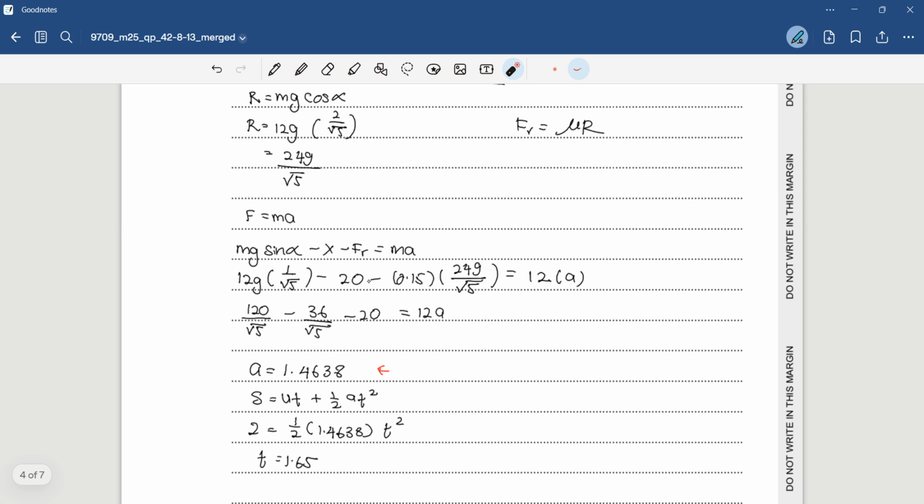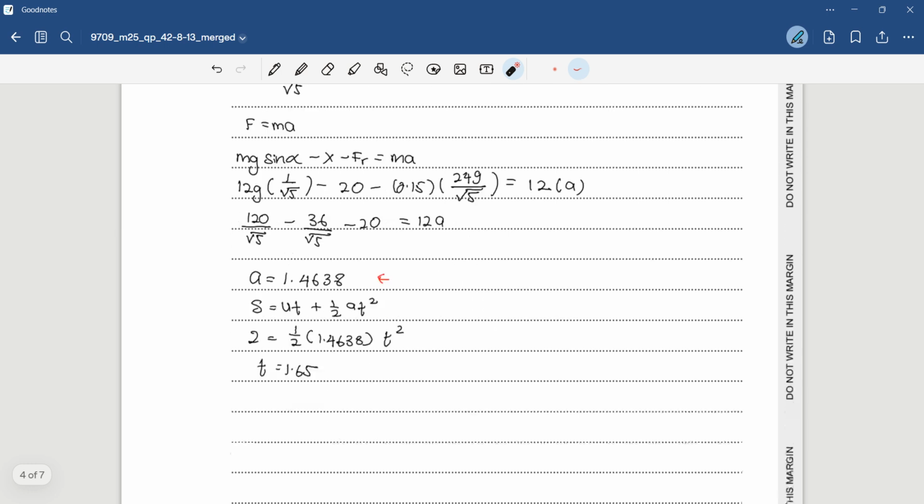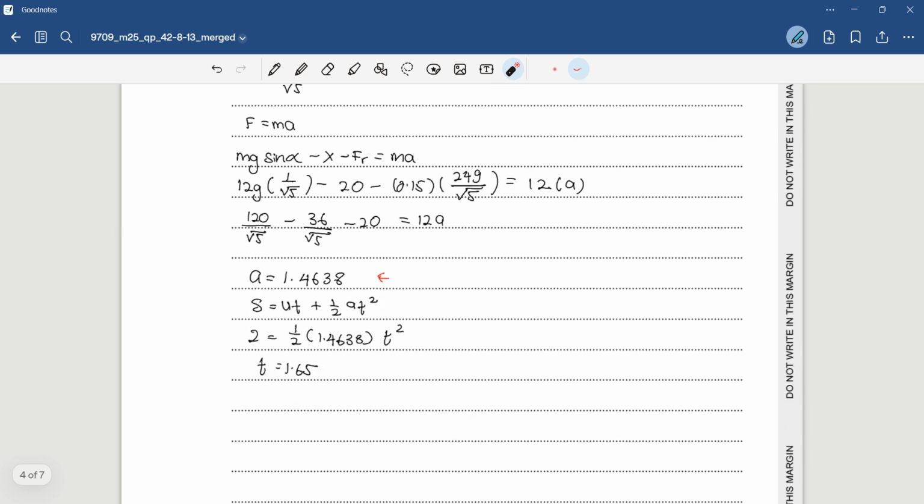After that, in order to find the t, I use my SUVAT formula S equals ut plus half at squared, and I substitute a in order to find the t. And for the final answer for t, you can give the answer in three significant figures, that is fine.